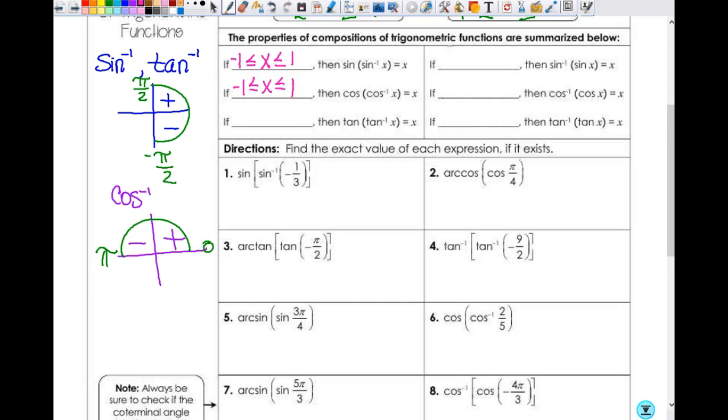Is tangent restricted the same way? Think about this, and think about these graphs we did with sine and cosine. Do you see how the sine and cosine graphs, the max is 1 and the min is negative 1, right? What are the max and the min of a tangent graph? They don't have one, right? So it's negative infinity to infinity.